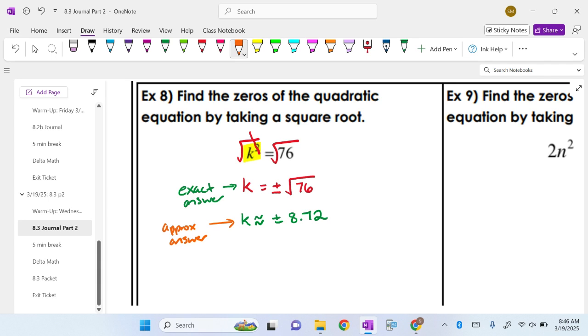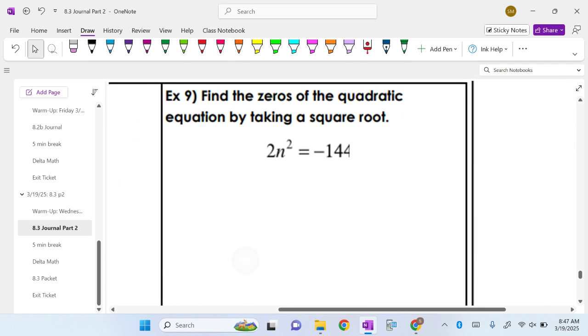Both are correct. It just depends on what I would ask for. When in doubt, give me the exact. Only round if it tells you to round. All right. So when in doubt, give me that exact answer. But both of these are acceptable answers. But again, when in doubt, give me that exact answer. All right. Any questions on that one?